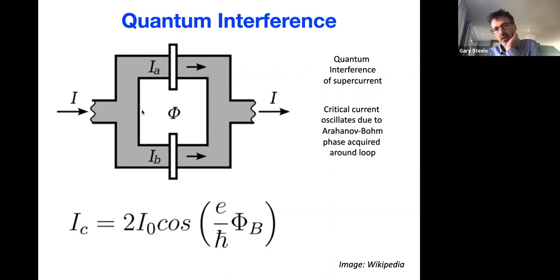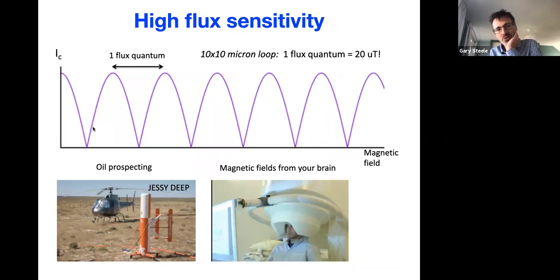And that means that I can actually cause a result, I can get a quantum interference of the current on the top and bottom arm of this loop. And that allows me, with a magnetic flux through the loop, to change the critical current. And it looks like this. So this is a cartoon of a critical current of a SQUID. The current changes over an incredibly small magnetic field. For example, a 10 by 10 micron loop is 20 microtesla.